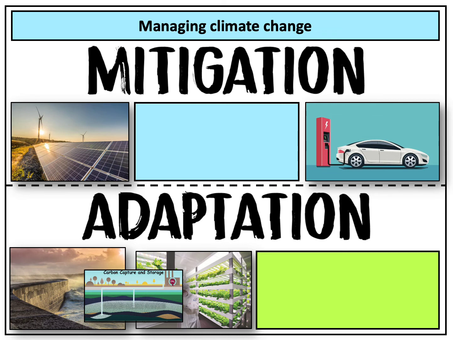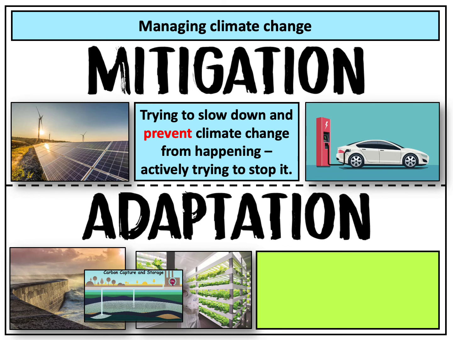So then we're going to segue into how we manage climate change. Now there are two strategies to manage climate change. You can either mitigate against it or you can adapt to it. So let's talk about what these two phrases actually mean. If you mitigate against something, if you employ a mitigation strategy, you are trying to slow down and prevent climate change from happening. So you are actively trying to stop it. You are not producing the carbon dioxide and methane. You've just stopped all production of it.